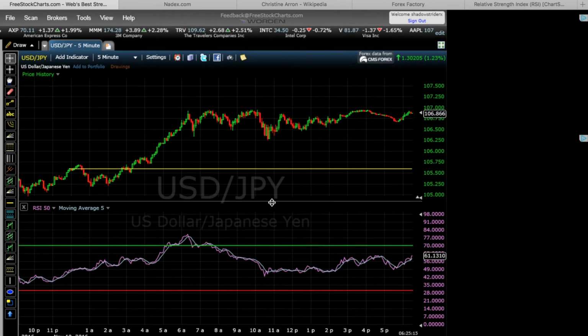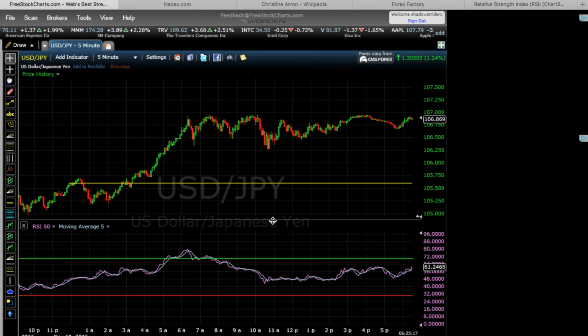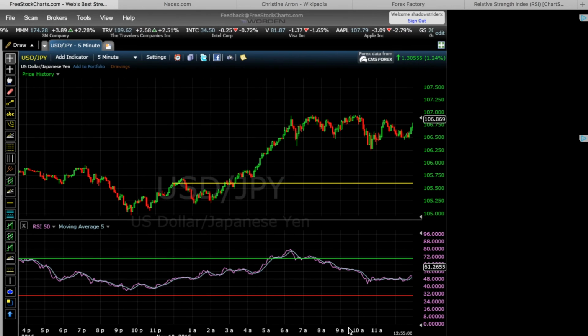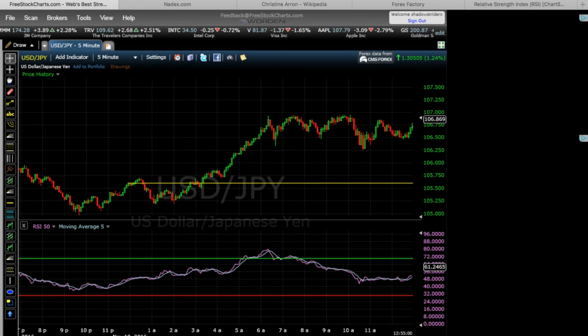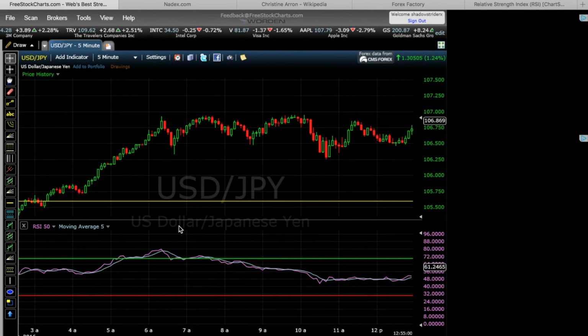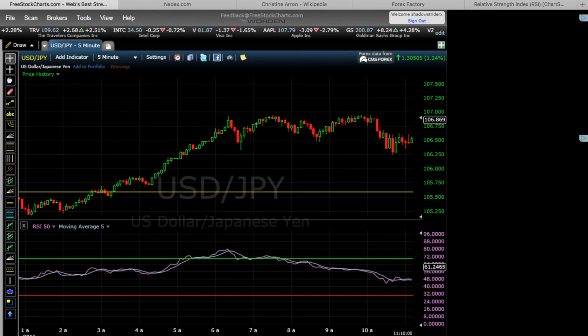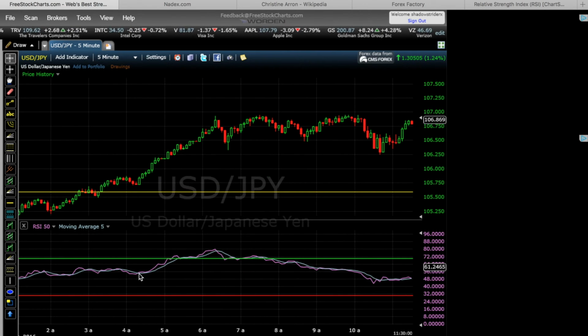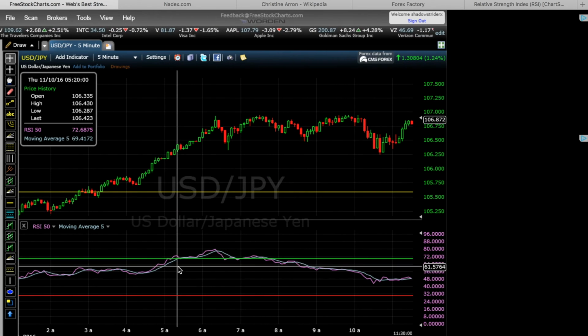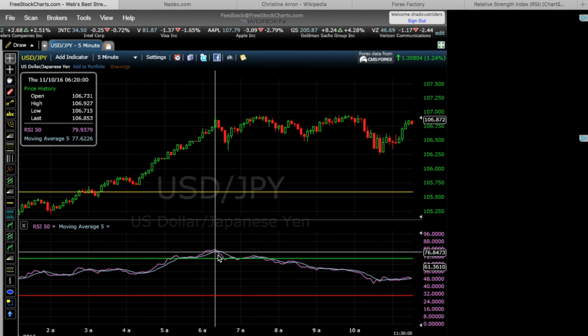So what I'm going to do now is I'm going to pull down the actual chart, and I'm going to show you some examples in which the market reacted very well. So if we can see here on the relative strength index, let me just try and get this centered up for y'all. So on the relative strength index, we can see right here, this green line, the relative strength index broke above this green line.